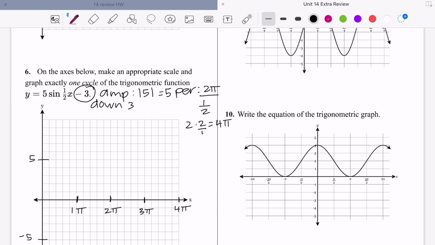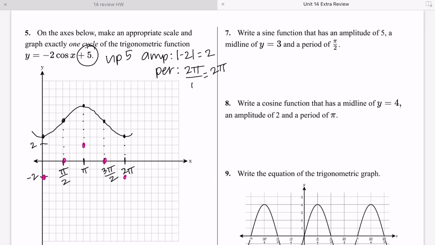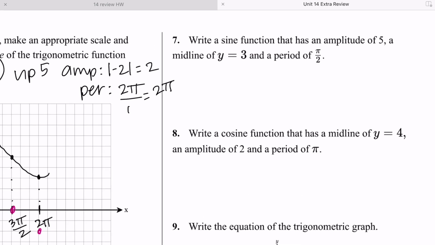So the first thing I'm going to do is graph positive sine. So that's going to go up. And then I'm going to move all those points down 3. And that's what my graph looks like. So now we're moving on to where we have to write the sine function.